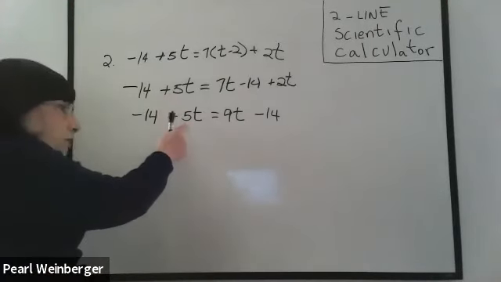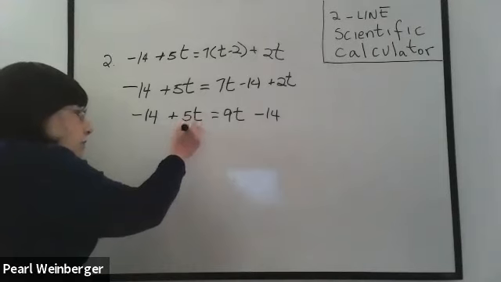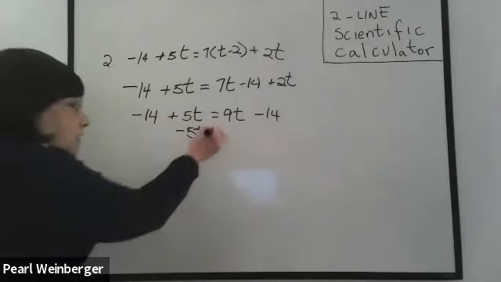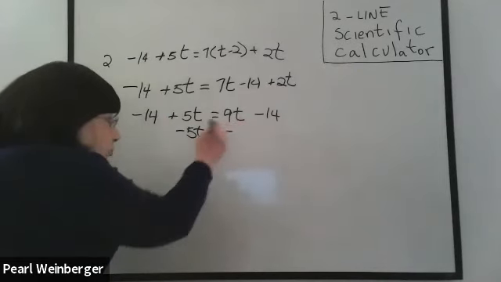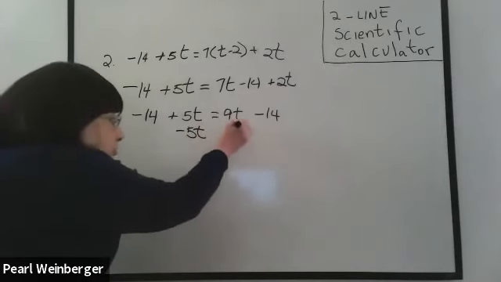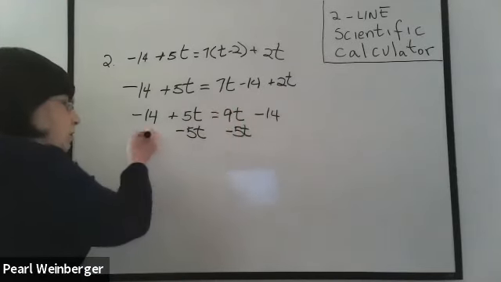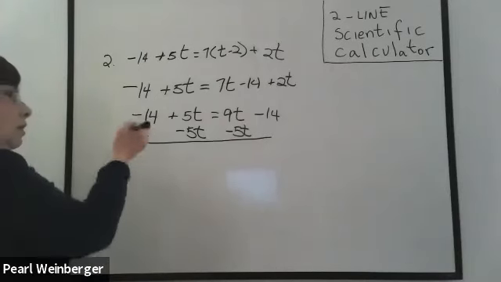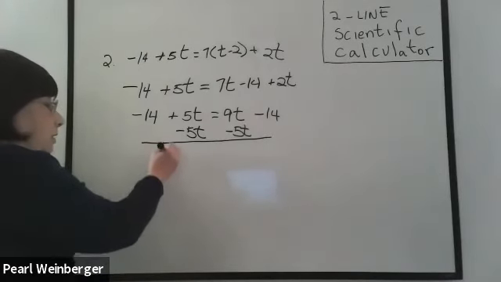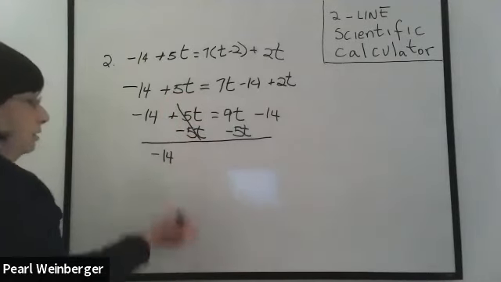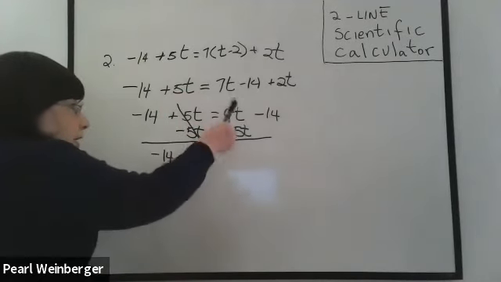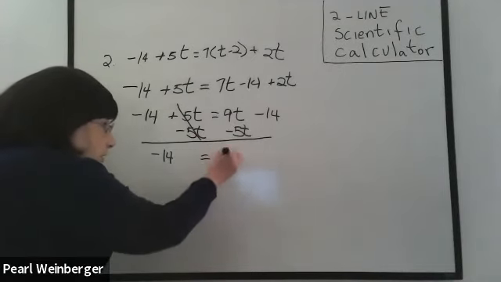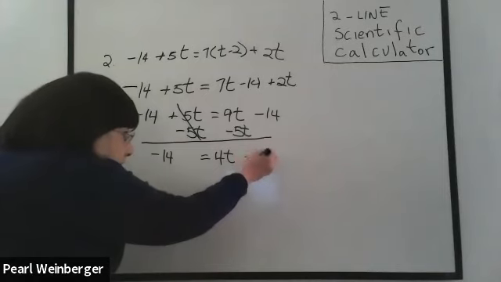So you want to get rid of this 5t, so I'm going to subtract 5t from both sides. I know I have to do minus because this is a positive 5t. And of course, if I do it to one side of the equation, I've got to do it to the other side. Of course, I put it underneath the t because I have to combine the like terms. So what's that going to leave me? Over here, I'm going to be left with negative 14. This gets canceled out. Then I have a 9t minus a 5t, which is 4t.